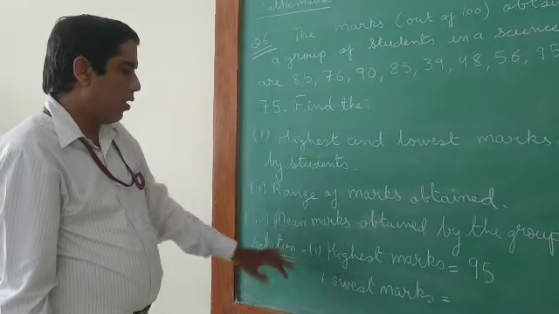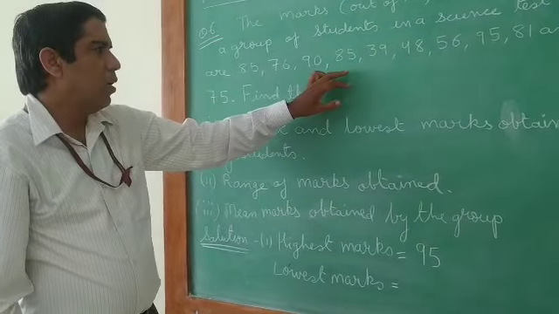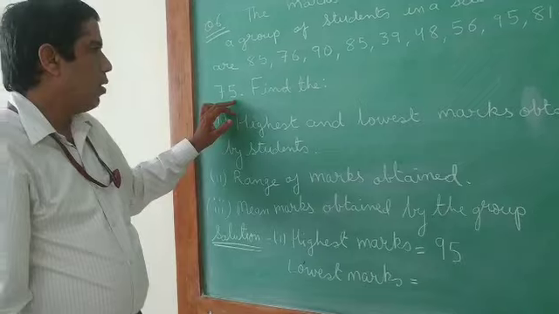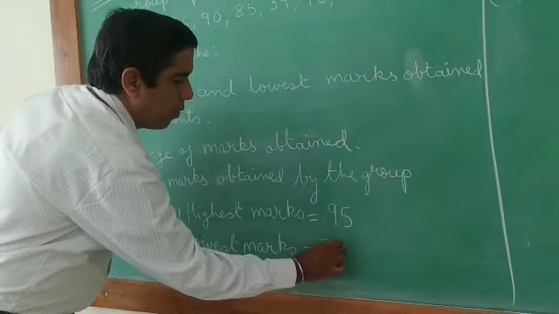Then the lowest marks. The lowest means the smallest number. What is the smallest number? You can see 39 is the smallest. So 39 is the smallest number.